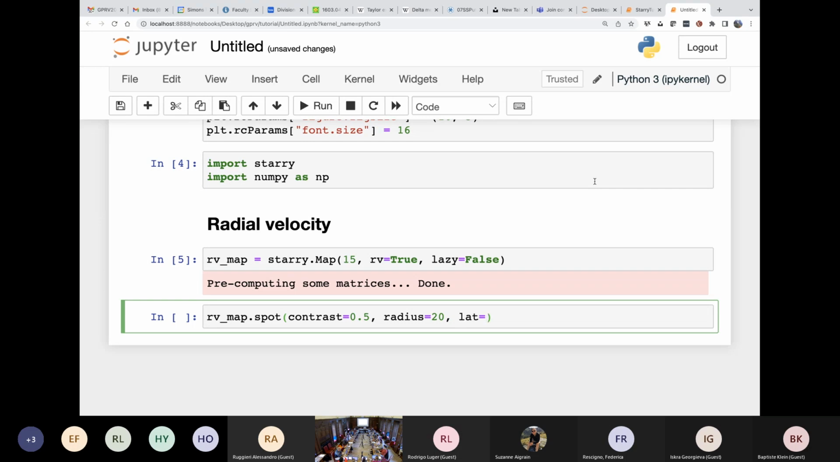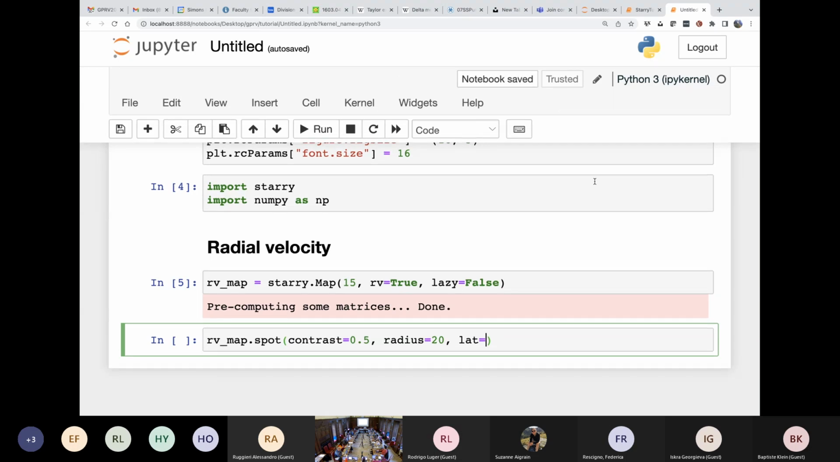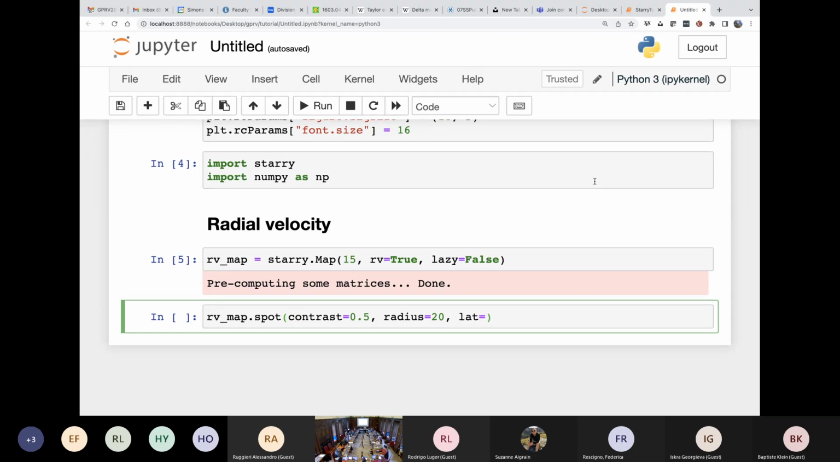What degree is that? Just so we know, like what degree is about too high that you'd get into machine precision? Don't go above 30. In L, in spherical harmonic degree, those you get into issues.